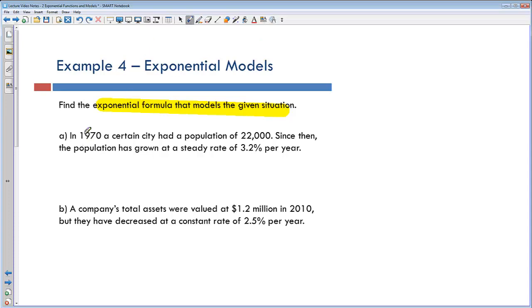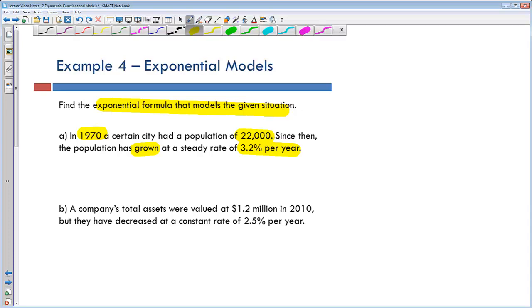So in the first one it says in 1970 a certain city had a population of 22,000. Since then the population has grown at a steady rate of 3.2% per year. So if we want to find a formula that's going to model the population in the future, and this idea is relatively important if you think about it. If a population continues to grow, you have to increase the amenities for that public, like schools, fire stations, police, all kinds of things have to be planned basically. And so let's see if we can find the formula for this.